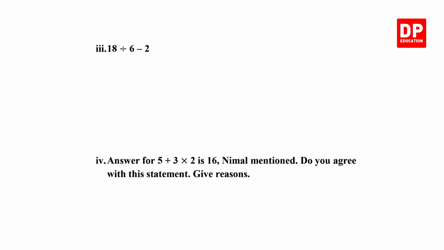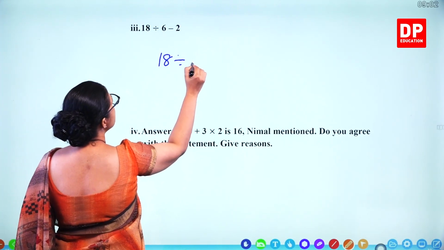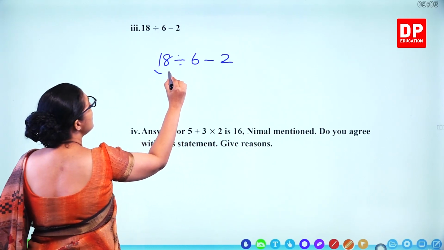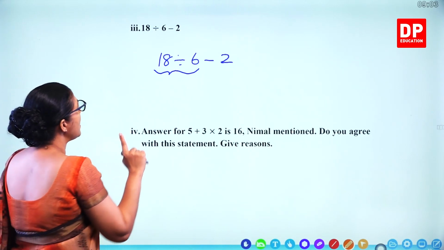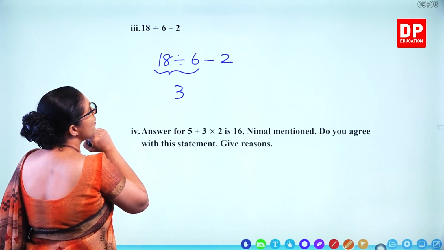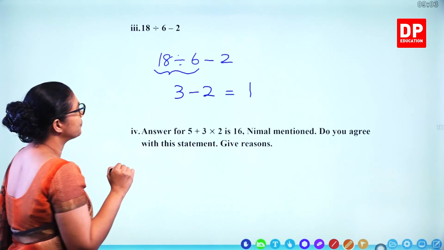Question number 2, part 3. Another one. 18 divided by 6 minus 2. Here you have to start from the left. 18 divided by 6, 3. 3 minus 2, that's 1.